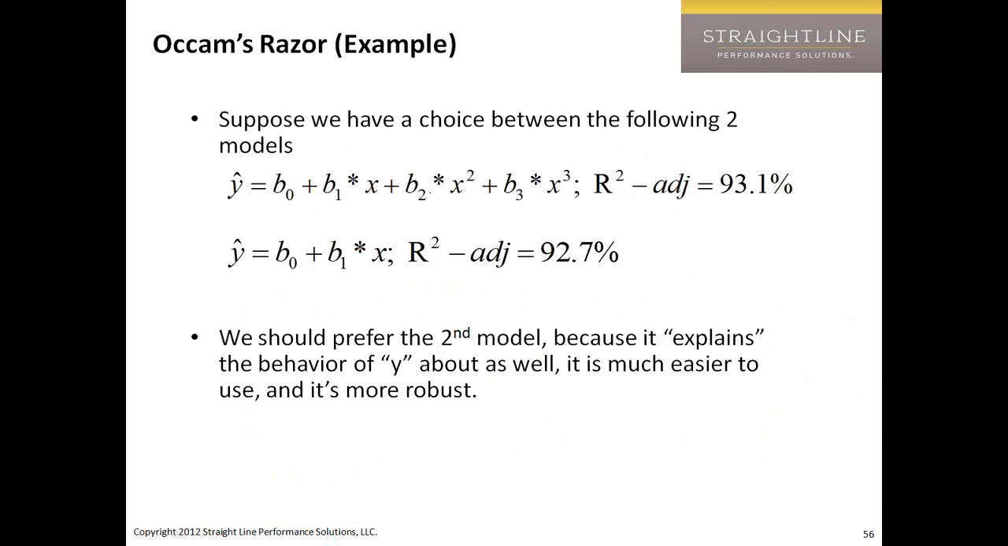Here's an example of Occam's razor. Suppose we have the following choice between two of these models. This complicated one on the top involves not only one but several terms, 1, 2, 3 terms, or the one on the bottom, which really only involves one. We'll note that the R-squared adjusted, which we learned last time, was a key thing that we looked at for the predictive power of the model. In both cases, the R-squared adjusteds are almost the same. In this case, we would probably prefer the second one. Why? Because it's a lot simpler.